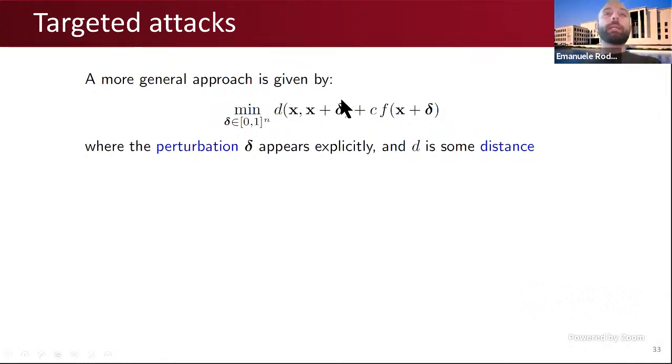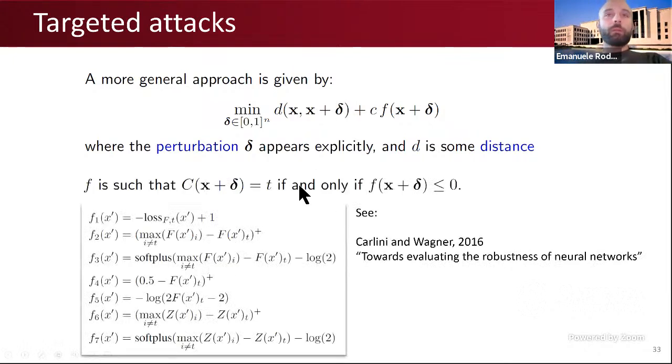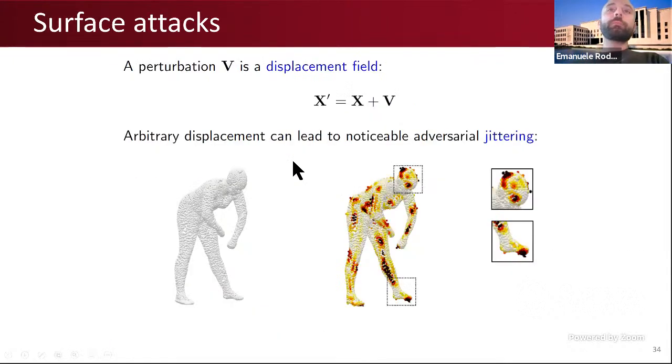Or you can ask for delta to have the L2 norm small, so you want it to be imperceivable. So you can do this kind of stuff, but some details I'm going to skip. All right, so now the idea is, what can we do?